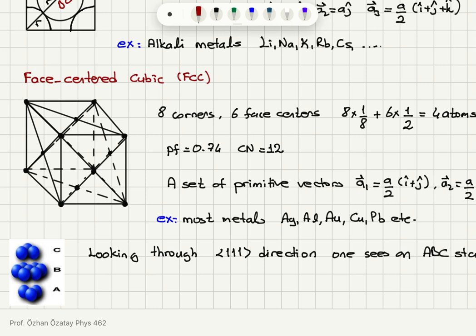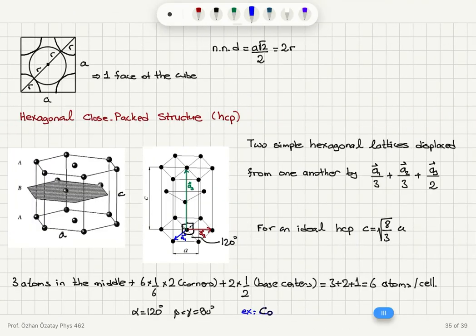If you look at the face-centered cubic structure in the 1-1-1 direction, you will see the following stacking: A, B, C. You have to imagine that you are looking at this in the 1-1-1 direction. So this is the 1-1-1 direction. We're looking at it in this direction, and we see this stacking A, B, C. And the hexagonal close-packed structure is closely related to this.